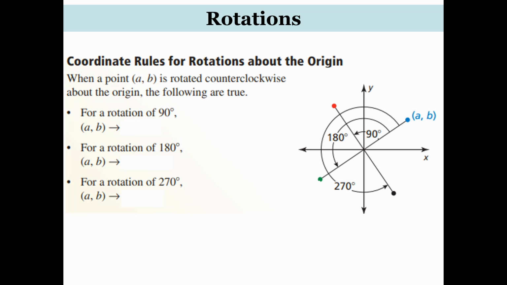Rotations. Again, I mentioned we would talk about some of these shortcut ideas. So we have some shortcuts for these counterclockwise rotations. So if I start at some point A comma B, and again, you could replace A comma B with X comma Y, for 90 degrees, I'm going to switch to negative B comma A. For 180 degree rotation, we saw this one in our previous examples. It becomes negative A comma negative B. Then for 270 degree rotations, A comma B becomes B comma negative A.